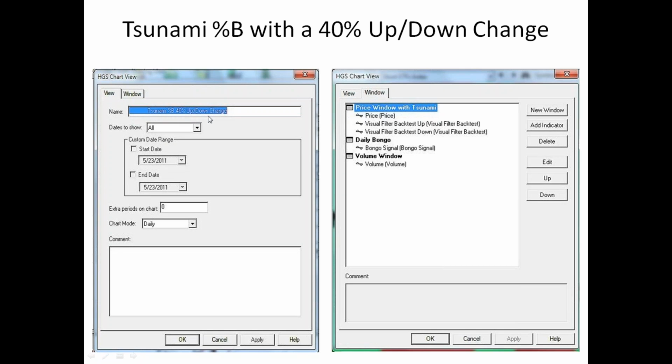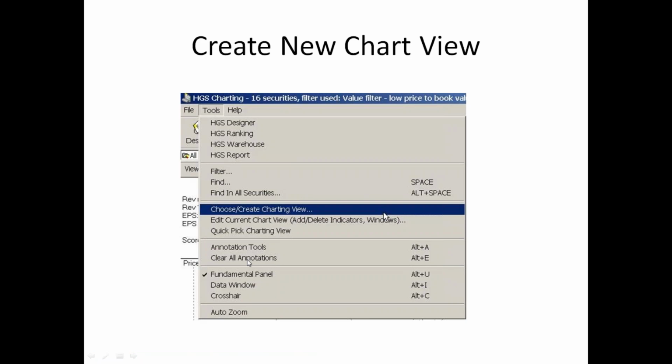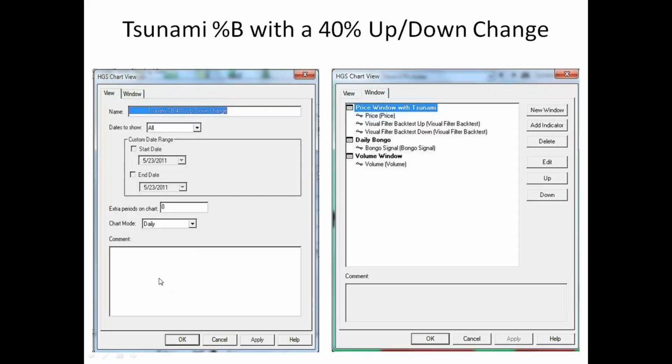Tsunami %B, 40% up, down, change. You can name it anything you want. That's what I named it. Dates to show, I pick all. You could use a date range. Now, after you've done that, you click on window.